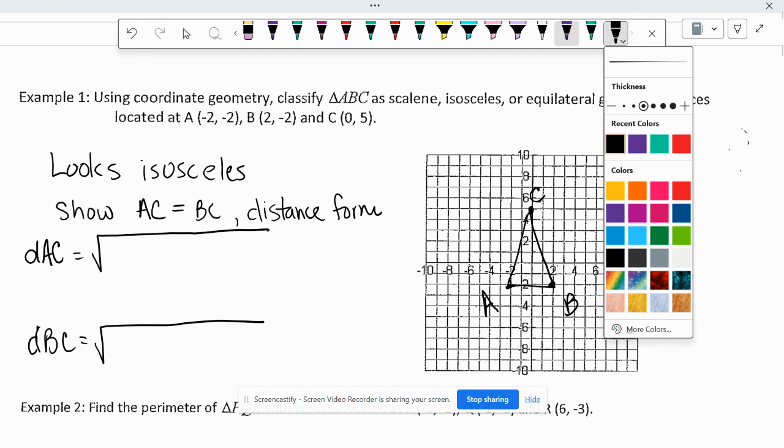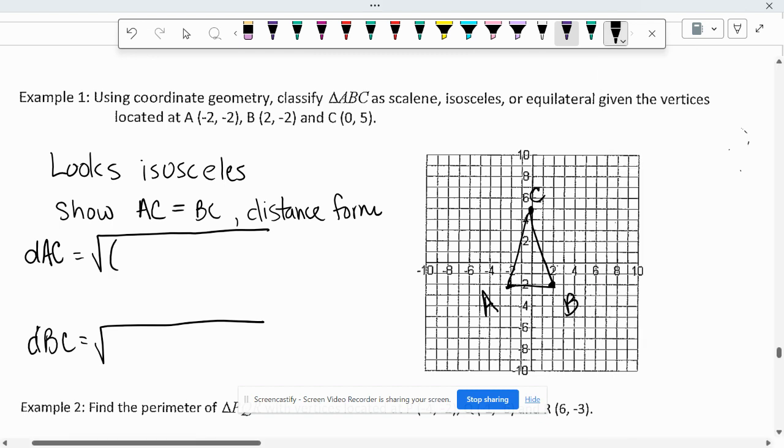Okay, so here we go. AC. So I'm going to find the distance from A to C. 0 minus a negative is plus 2, the quantity squared. And 5 plus 2, the quantity squared. So 0 plus 2 is just 2. 2 squared is 4. 5 plus 2 is 7. 7 squared is 49. 4 plus 49 is 53. So it's the square root of 53.